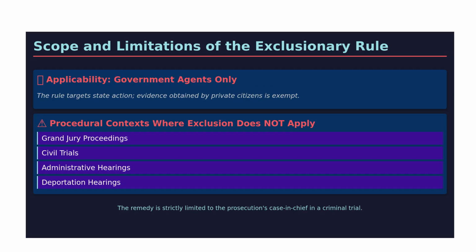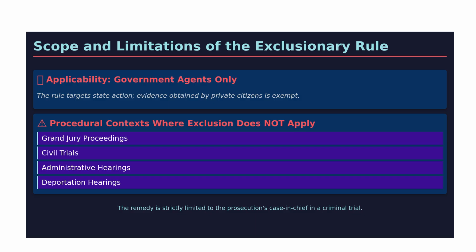Having established that the exclusionary rule applies to both state and federal criminal trials, we must now examine its precise scope and limitations. First, the rule is a check on governmental power. It applies exclusively to evidence obtained through the actions of government agents, such as police officers or federal investigators. Evidence obtained by private citizens acting on their own initiative is entirely outside the purview of the Fourth Amendment and the exclusionary rule.